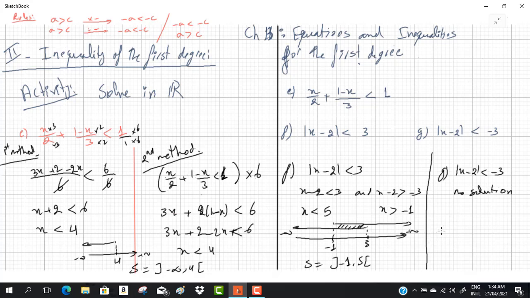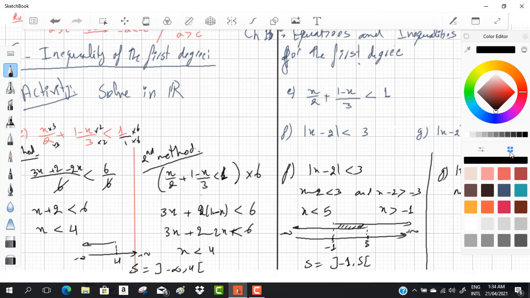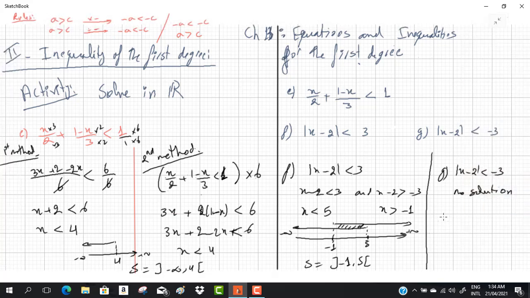Let's add some new parts like part H. Part H. Absolute value of x minus 2 greater than minus 3. Always true. Absolute value is positive, and positive is greater than negative. In the previous case, no solution means the solution set is empty, but when it's always true, the solution is R. All the real numbers verify the inequality. Any value you substitute for x will verify the inequality.